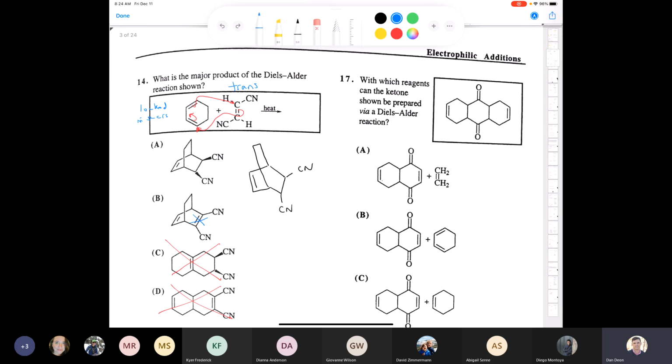This double bond, okay? So this one is pointing up, and this one is pointing down. So you don't even have to know the endo rule to solve this problem. Okay, so the answer to this one is A.